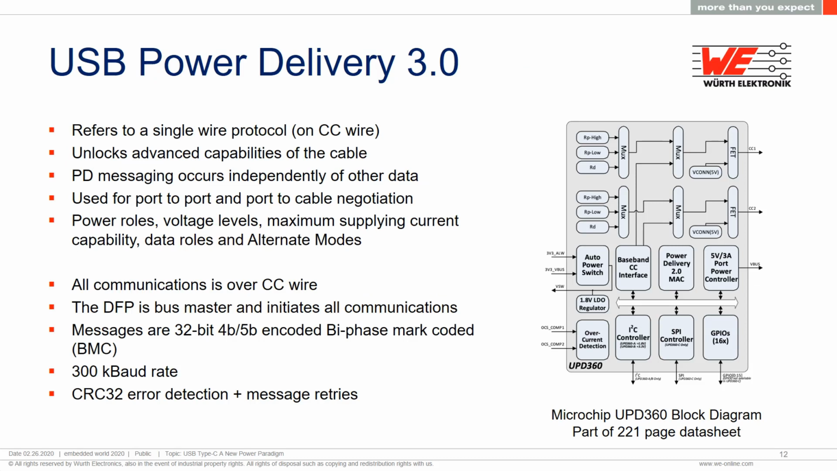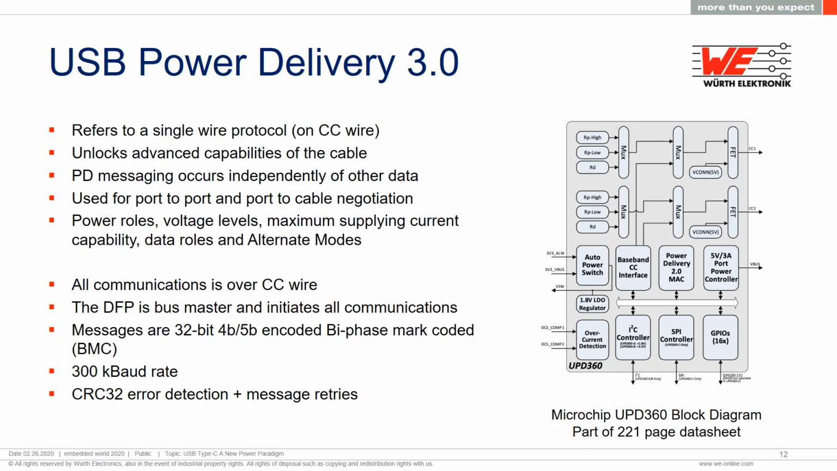What is USB Power Delivery 3.0? It's a separate specification with more than 600 pages. It refers to a single wire protocol that's used on the configuration channel, CC, to communicate between two devices and basically unlocks the capabilities of those devices and the cable itself. There's a messaging protocol that occurs over this line, independent of all other data, and it's used for negotiation between the two devices that are connected together. Power roles, voltage and current levels, data roles, and even alternate mode are all defined.